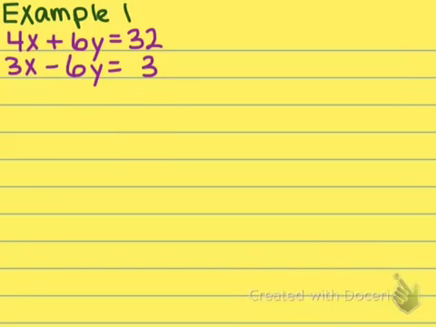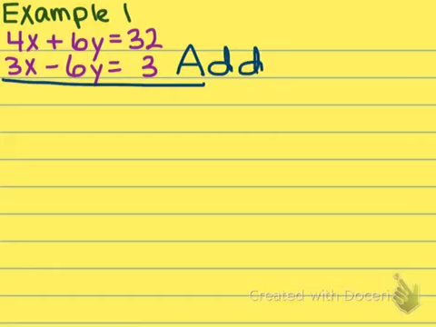Example 1. 4x plus 6y equals 32 is the first line, and the second line is 3x minus 6y equals 3. We're going to use the elimination method to solve this problem today. We are going to add the equations together. 4x plus 3x, that's going to give us 7x. Negative 6y plus 6y here, that's going to be 0. We say that that variable has been eliminated because when you add those together you get 0. Equals 32 plus 3 is 35.